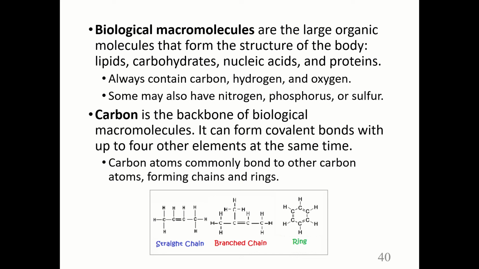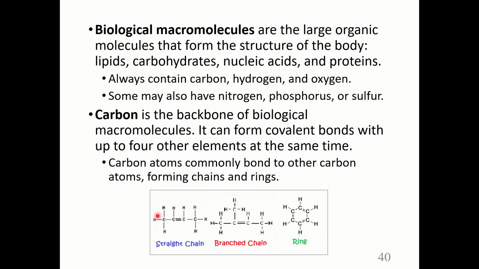Carbon is the backbone of biological macromolecules. It can form covalent bonds with up to 4 other elements at the same time. This is because of the valence shell electrons. Carbon has 4 valence shell electrons. Carbon atoms commonly bond to other carbon atoms, forming chains and rings. So here we can see a straight chain, branch chain, and a ring.